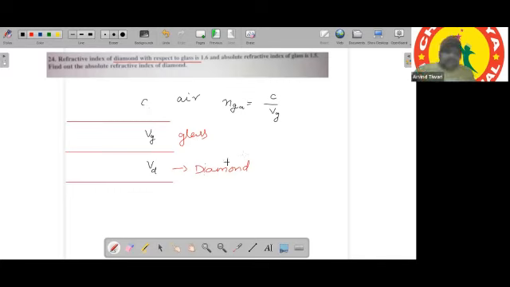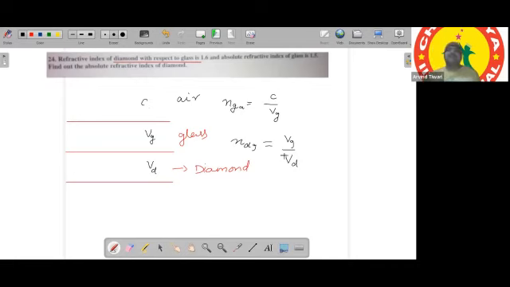Similarly, if I compute the refractive index of diamond with respect to glass, I can find this as Vg divided by Vd. Are you getting it? Either you can go step by step or I will tell you the shortcut also that you can utilize. The shortcut will be later on. First we see this one.